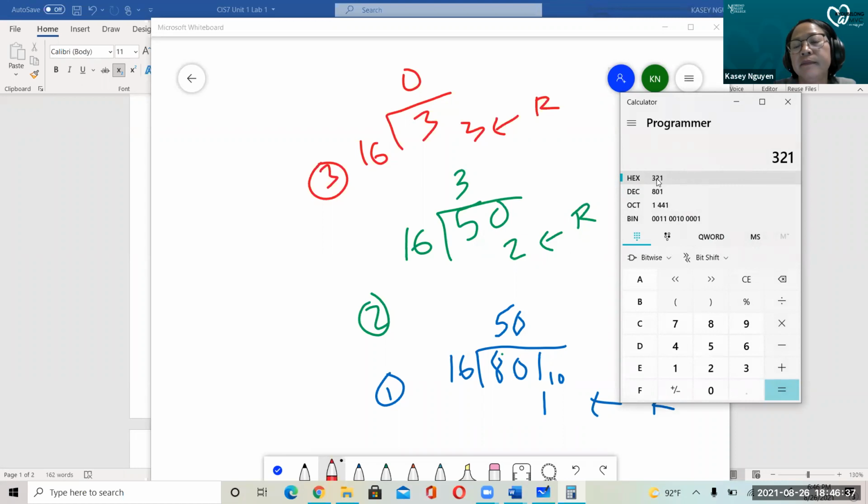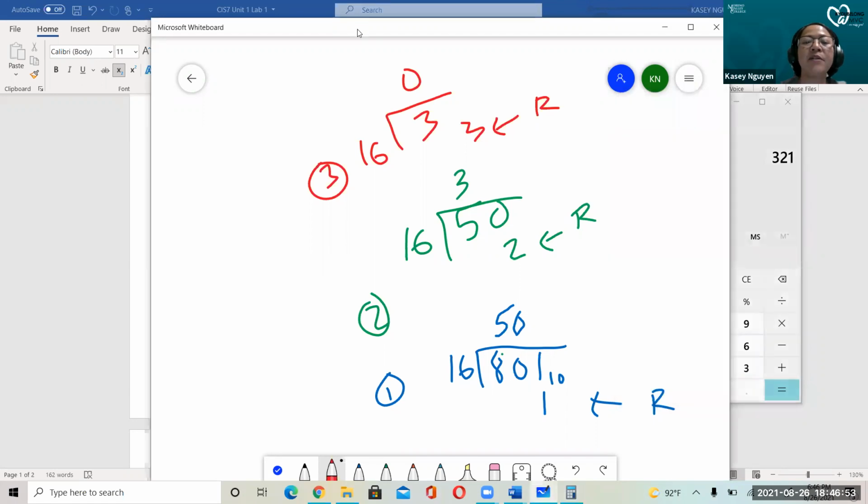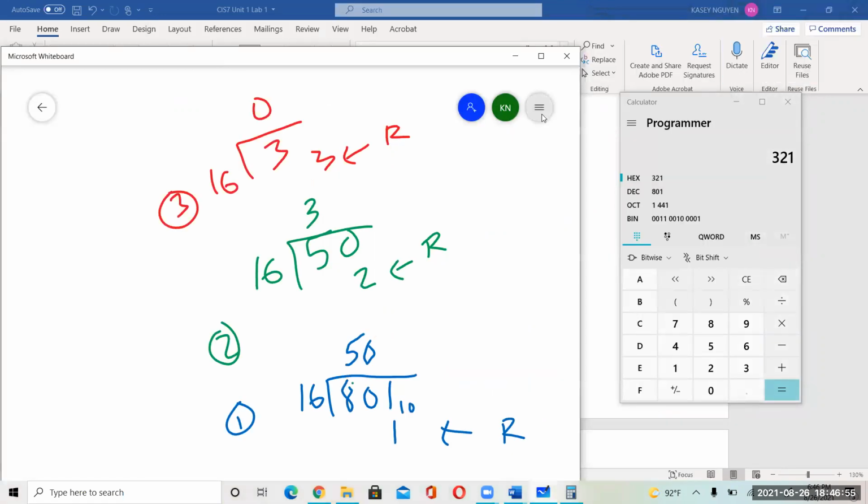Question. Professor, yeah. I'm just a little confused about the remainder parts. I'm just confused about those. How did I get the remainder?